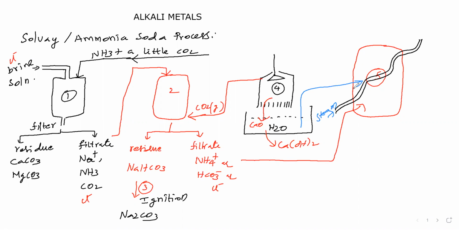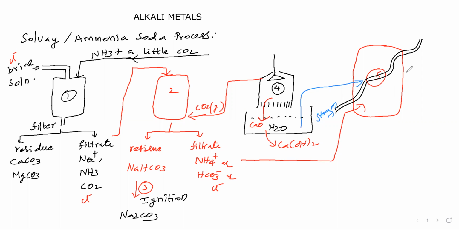So to this tower, this filtrate is taken in, and this calcium hydroxide is taken into this tower. Then steam is passed. Actually, steam is not passed directly into the tower. A tube is placed in the tower, and inside the tube, steam is passed. Okay, like this we are doing.